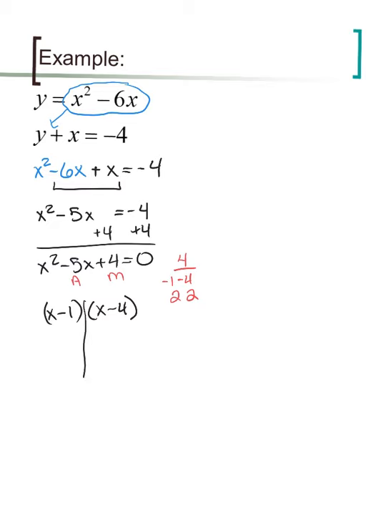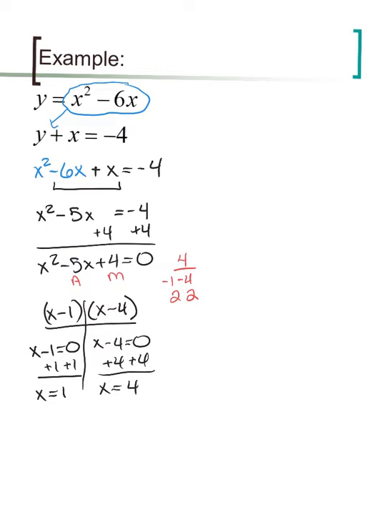Now I'm going to solve them. So I'm going to t-chart it. So x minus 1 equals 0. If I solve, I get x equals 1 over here. If I solve, I get x equals 4. Now don't forget, I have two x values. I need two corresponding y values. So I have to pick the easier equation. I think this one is easier.